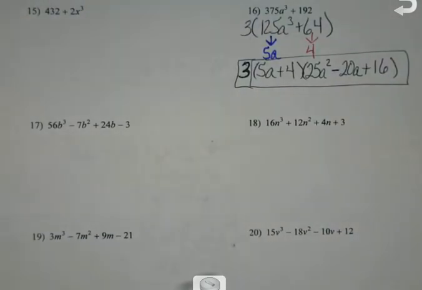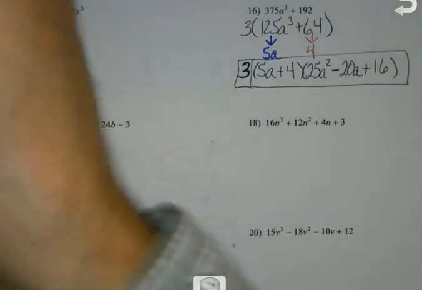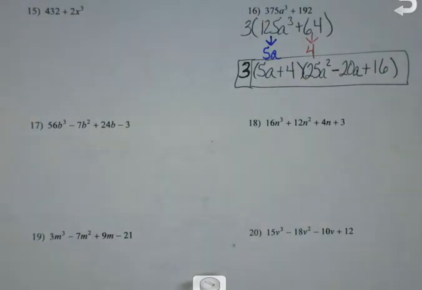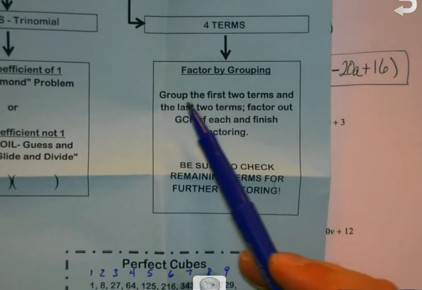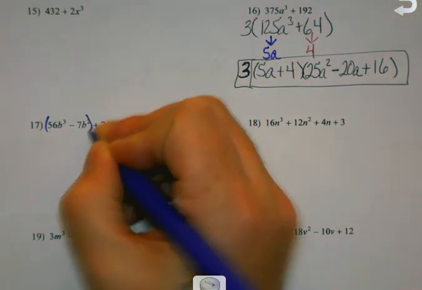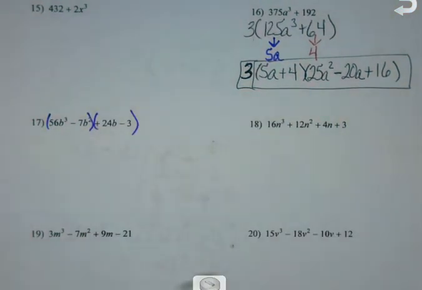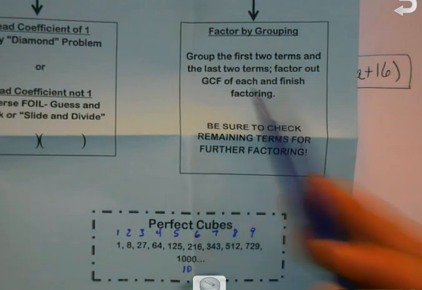We've got 4 terms we're working with. Okay. Nice thing with 4 terms is we don't have to worry about what's there in common, because you're not going to find anything. So you're like, okay, how's this 4-term thing work? Okay, factor by grouping. Group the first 2 terms and the last 2 terms. Okay, so I put some parentheses to group them. I can do that. Then factor out the greatest common factor of each and finish factoring.